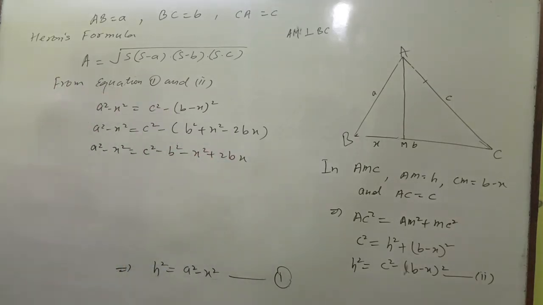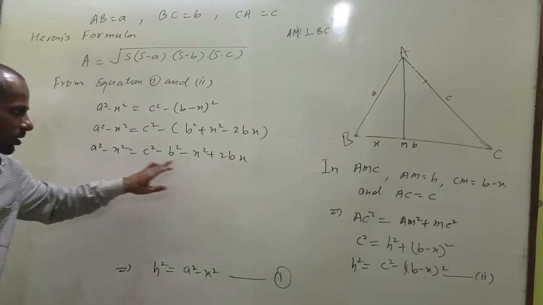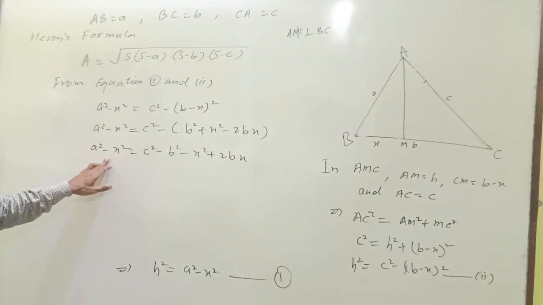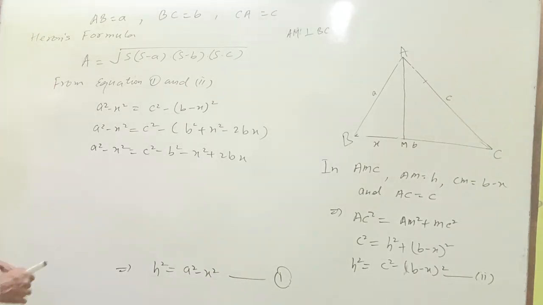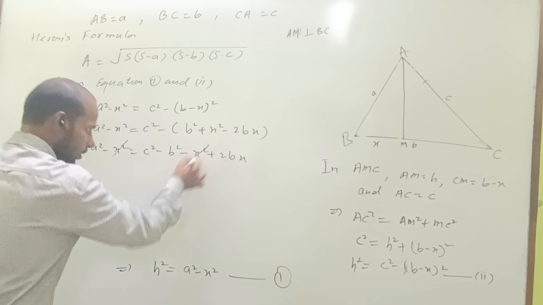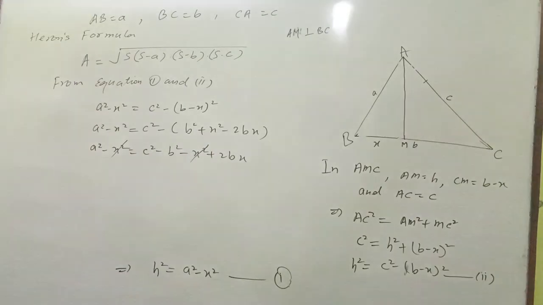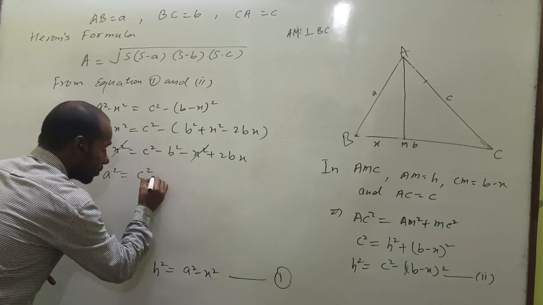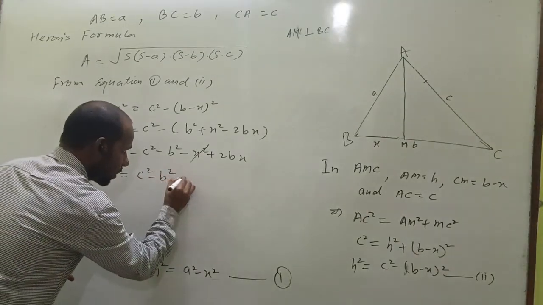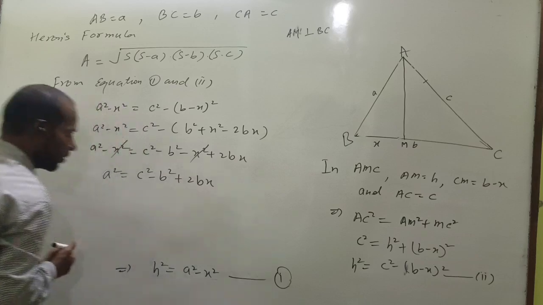Now we can see that in the left hand side and right hand side there is a term minus X square here and minus X square here as well. So we can cancel out these terms by each other. So the remaining would be A square is equal to C square minus B square plus 2BX.